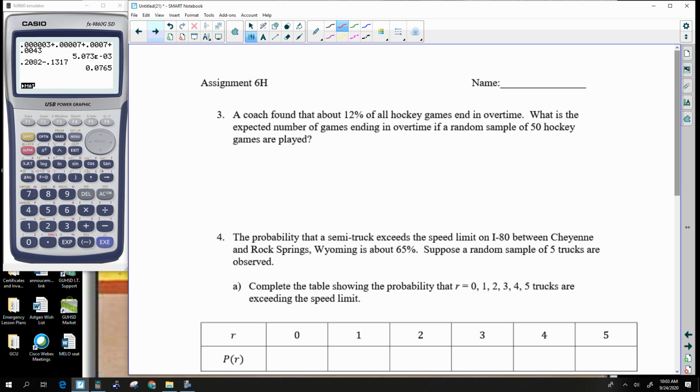Okay, again, this is one that people think about way too hard. A coach found that 12% of hockey games end in overtime. What is the expected number of games to end in overtime if a random sample of 50 hockey games are played? So if you play 50 hockey games, 12% of them end in overtime. Okay, that is 12% of 50 hockey games. Don't overthink that one. 6 games.